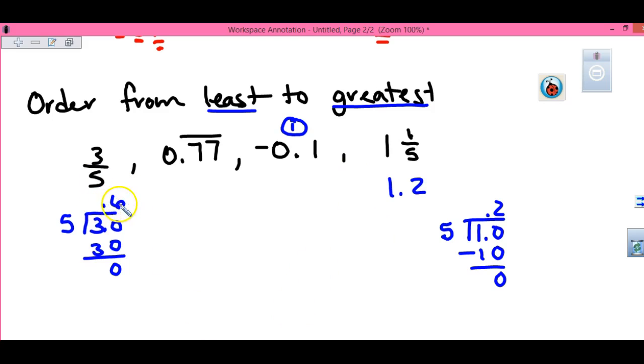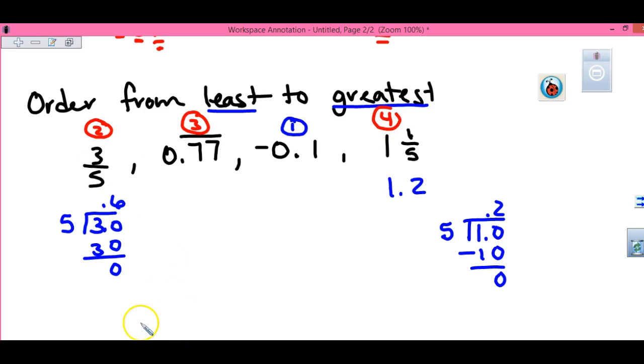Now we've got 0.6, repeating 7777, and 1.2. So we know that 1 1/5 is actually the largest number, right? Okay, so let's compare our two decimals. We've got 0.6 and 0.777. Is 0.6 smaller or greater than 0.7? Smaller. So wouldn't this be number 2? Yes. Followed by this, and finally this.